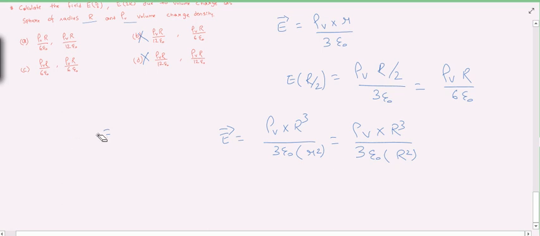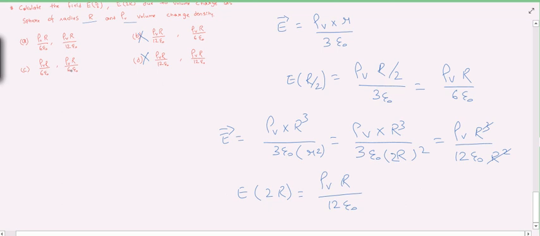So what does the value of E at 2r become? We have to take only the magnitude. So if you simplify this, rho v r cube, and 2 square becomes 4, so it becomes 12 epsilon naught r square. This makes the r square cancel, and rho v r by 12 epsilon naught will be the correct choice. So the other one is not correct, this is the one we have to choose, right?